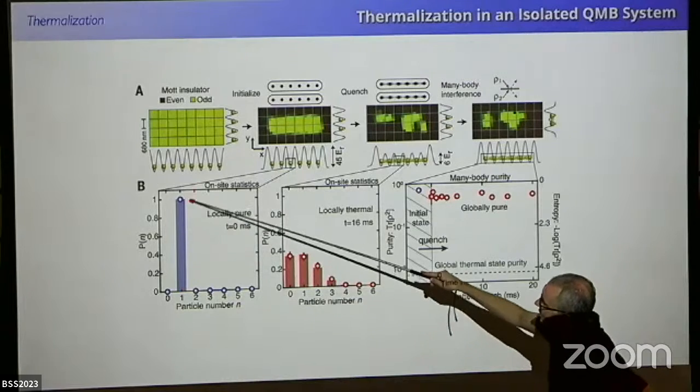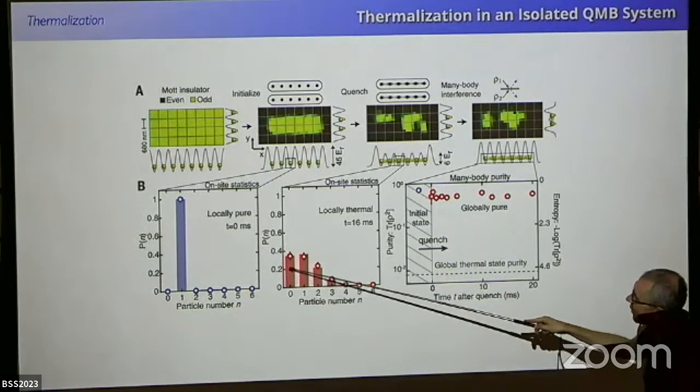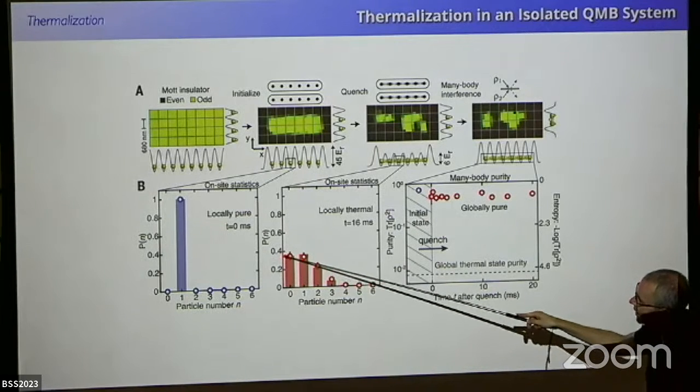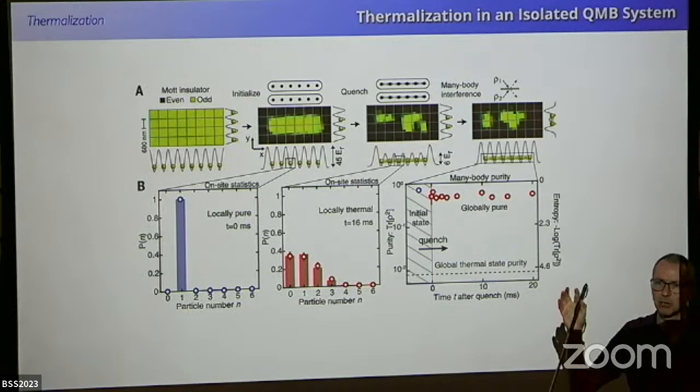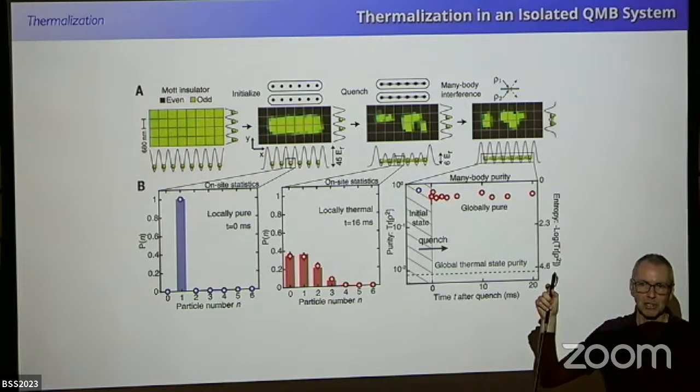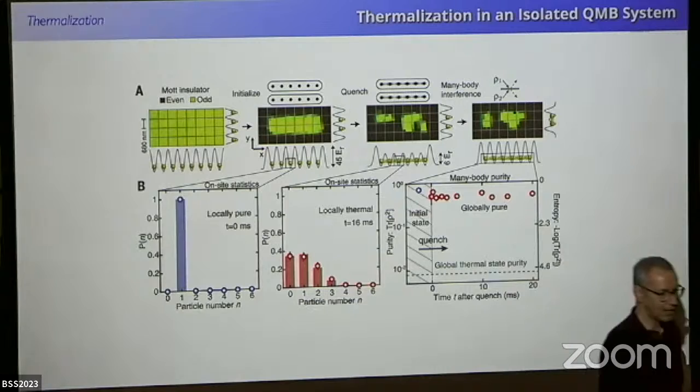If you look at the local number statistics, you're starting out with an n=1 state, so you just have one atom per site. But then after you evolved in this quench, you nicely get to this Poissonian distribution, which is very much what you expect for the superfluid of a Bose-Einstein condensate, of course. Remember, that should be like coherent states. The superfluid states, coherent states have Poissonian statistics. That's what you're seeing basically here.